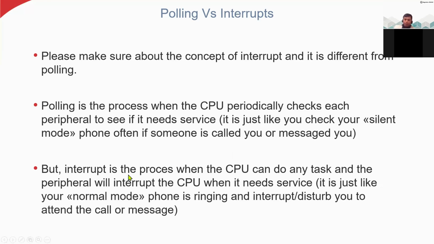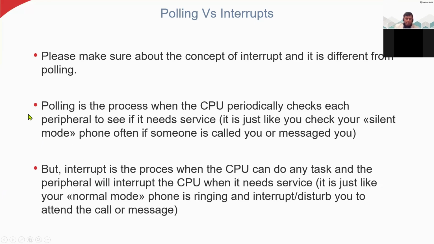But in interrupt mode, it's not like that. It's just like your phone is in ringing mode. Even though you are busy listening to the lecture, your phone is ringing and disturbing you. So it means you get the interrupt. You are interrupted by your phone, so you need to attend the call. And after you attend the call, you come back to the lecture again. In the CPU, the CPU will stop the operation whenever the interrupt comes, and then it will take the interrupt and process it. After processing the interrupt, it will start to execute the main program again. So that is the difference between polling and interrupt.